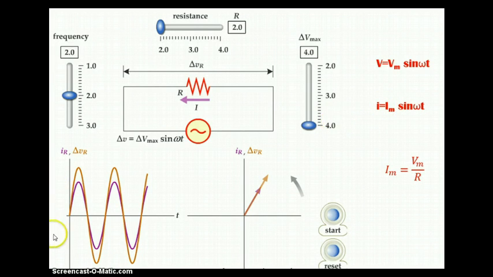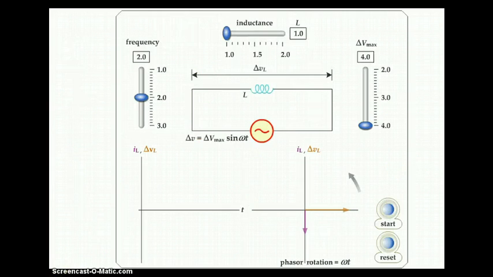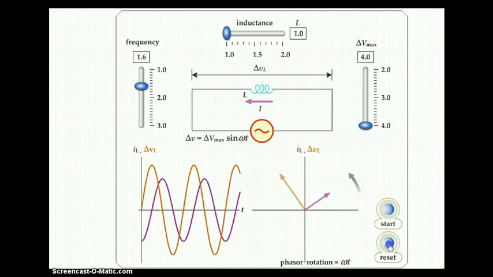Now let's have a look at an inductive circuit. Here the resistance is replaced by an inductance, so this is a pure inductive circuit. Here again the voltage applied is Vm sin omega t. Let's see what will be the expression for the current flowing through this inductance. For this, let's start the animation.